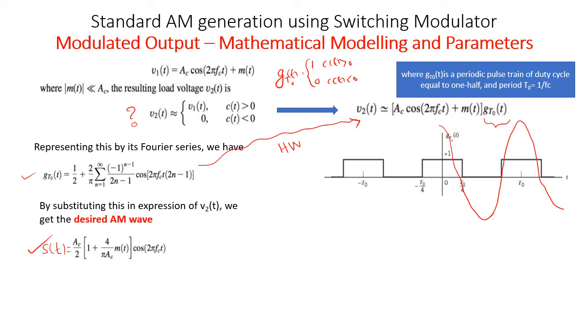And of course we do have many unwanted components, as this expression of g_T0(t) itself says. It has a DC component, so you can imagine in this spectrum there will be an impulse function at f equal to 0.